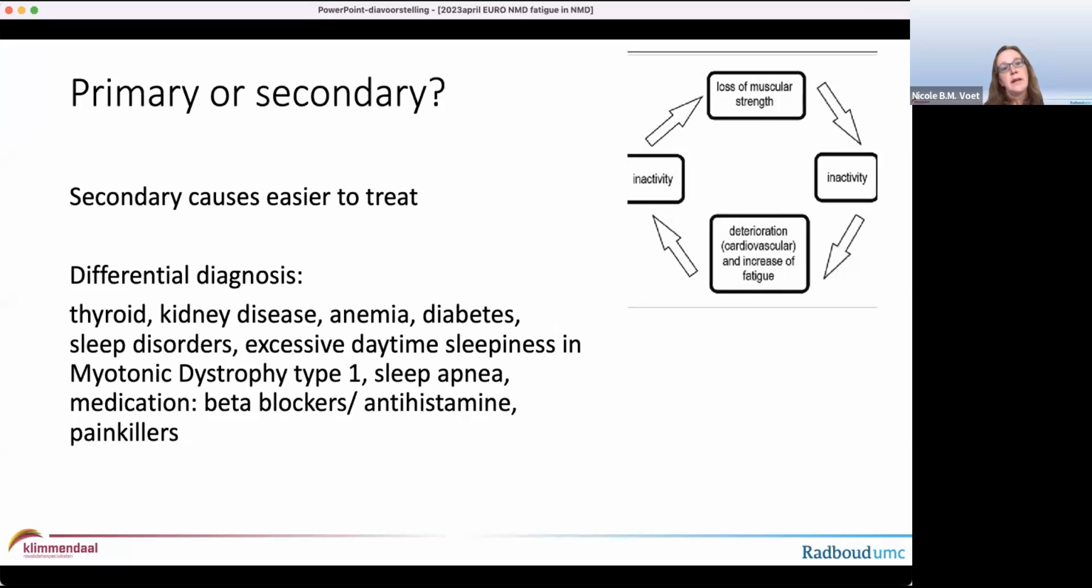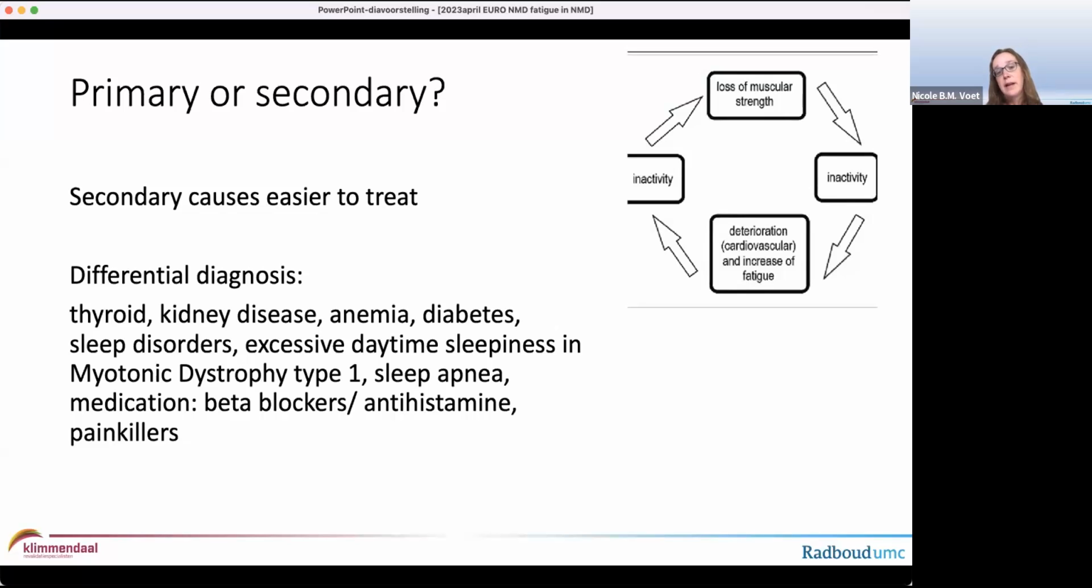And when your patient has fatigue, please also take a look at the differential diagnosis, because there can also be a problem of the thyroid, a kidney disease, anemia, or diabetes. Sleep disorders are common, for example the excessive daytime sleepiness in myotonic dystrophy type 1. How can we distinguish it? Please ask your patient with DM1, do you feel fatigued inside?